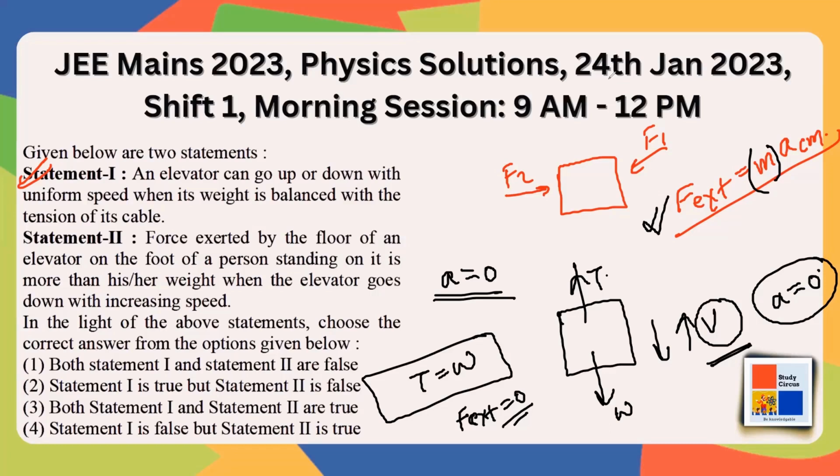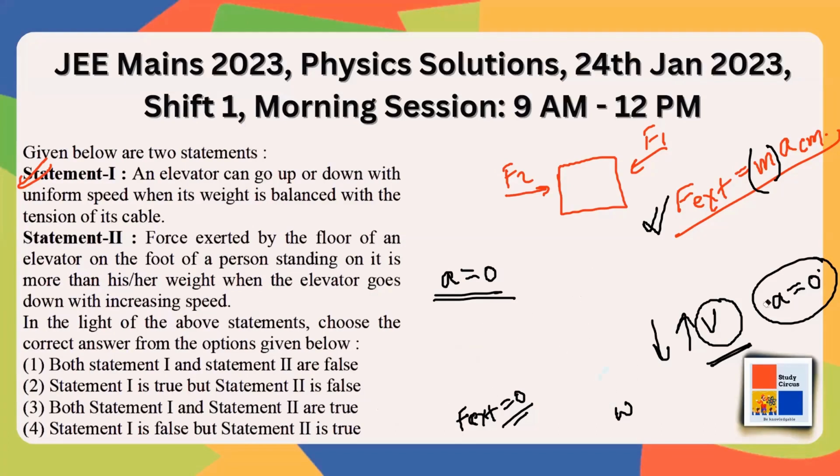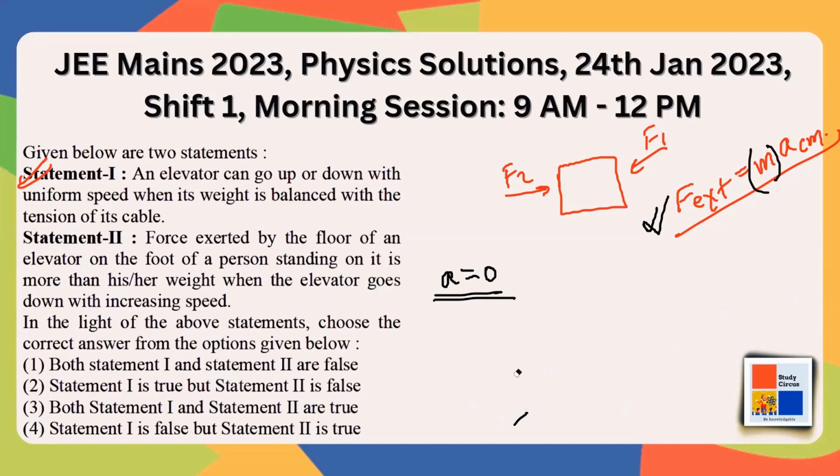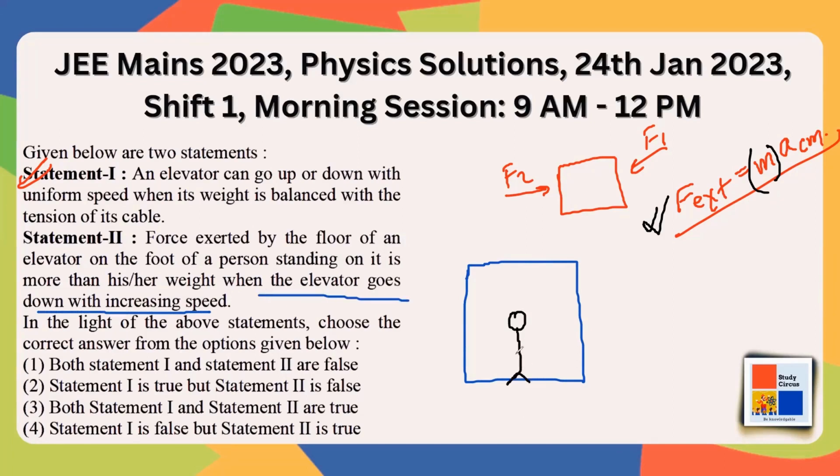Now let's see the second statement. The force exerted by the floor of an elevator on the foot of a person standing on it is more than his or her weight when the elevator goes down with increasing speed. What is the meaning of the statement? Again, the same fact applies: if F external is there, there has to be some acceleration. The elevator is going down with increasing speed. That means the elevator along with the person inside is accelerating downwards, right?